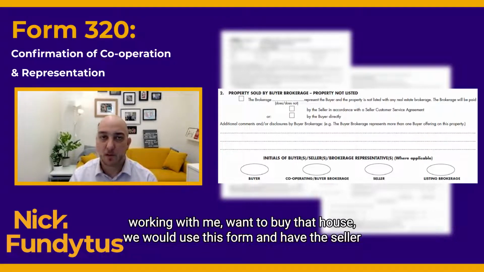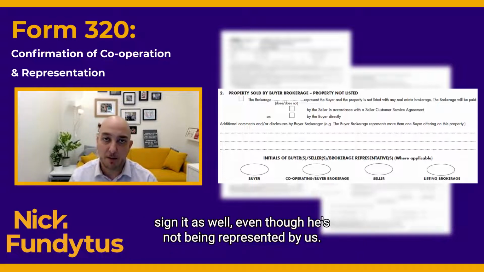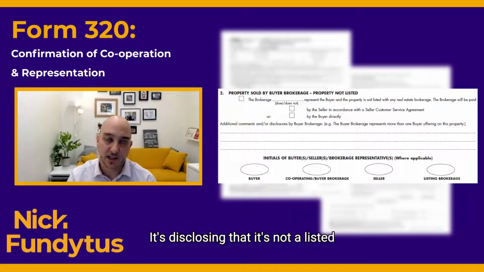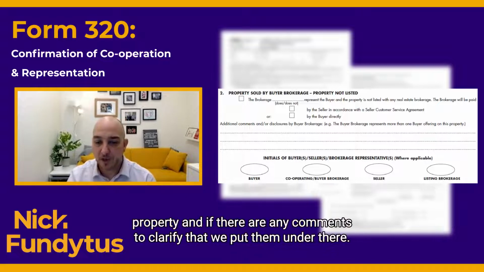We would use this form and have the seller sign it as well, even though he's not being represented by us. It's disclosing that it's not a listed property. And if there's any comments to clarify that, we put them under there.